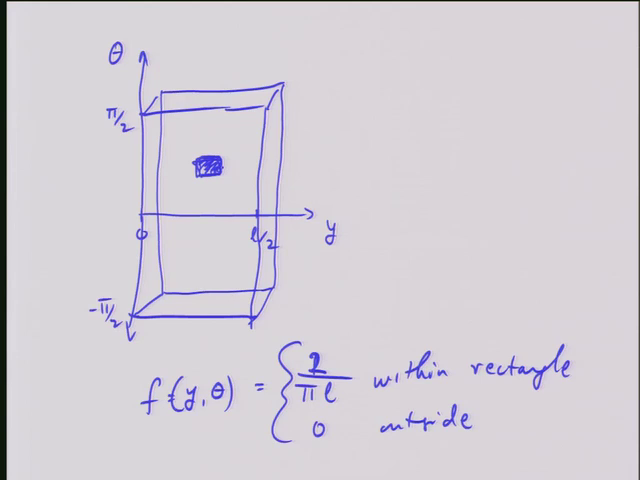So 2 over pi L is the height, the three-dimensional height? It's this height here, above the surface. Right? Does it make sense?